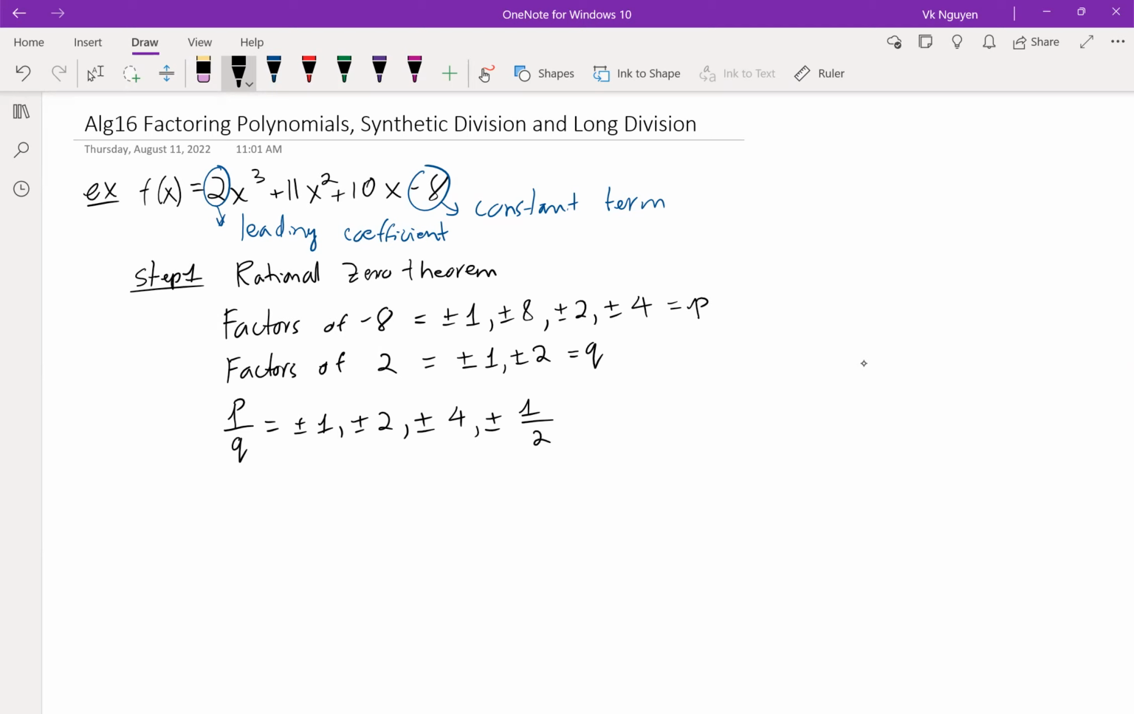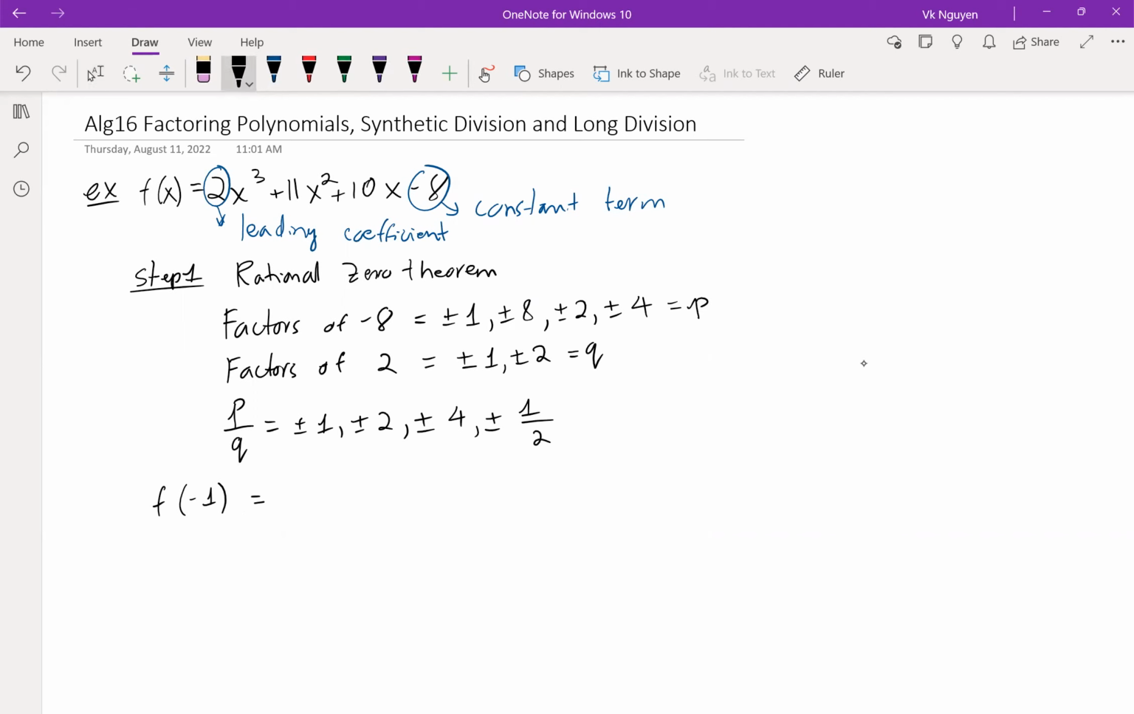How do we know which one is a rational zero? We just have to figure out which one gives us an output of 0. So let's do f of -1. For these, just randomly pick them. Sometimes you're lucky and you get the root right away. If not, then you just keep going.